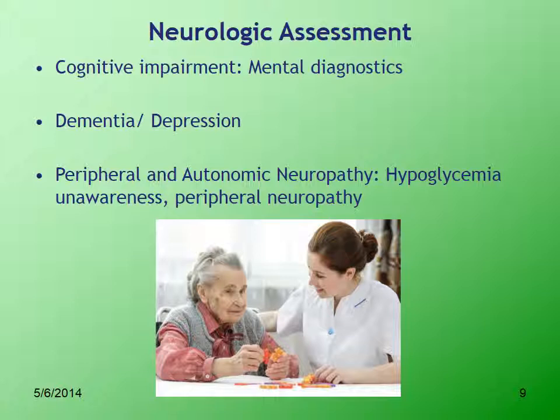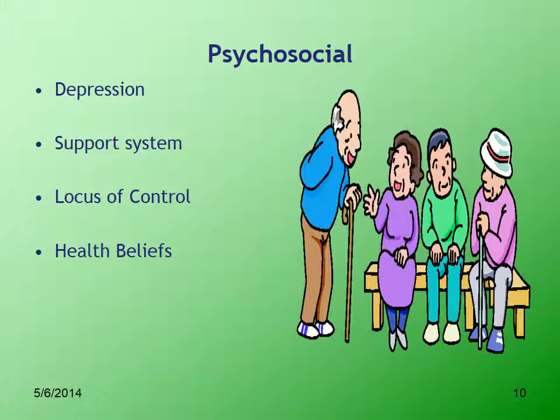Neurologic assessment includes a mental diagnostic to determine the presence of cognitive impairment, dementia, depression, and peripheral and autonomic neuropathy. Autonomic neuropathy will lead to hypoglycemic unawareness. Peripheral neuropathy could lead to the presence of foot ulcers. Psychosocial assessment should include depression, support system, locus of control, health beliefs, and culture.